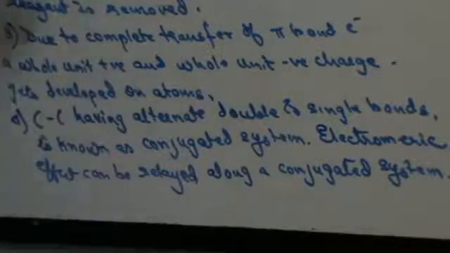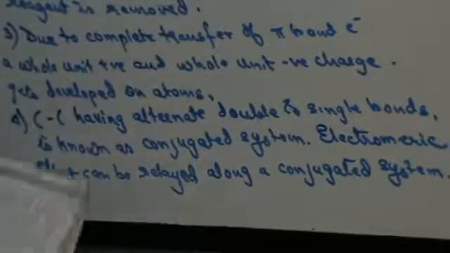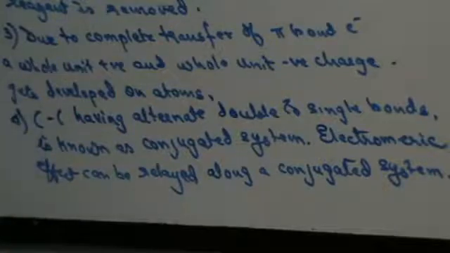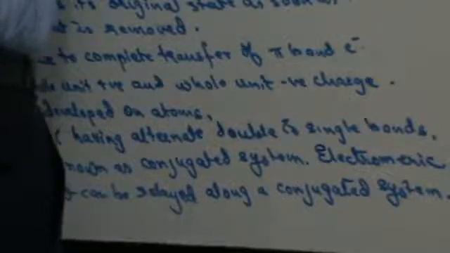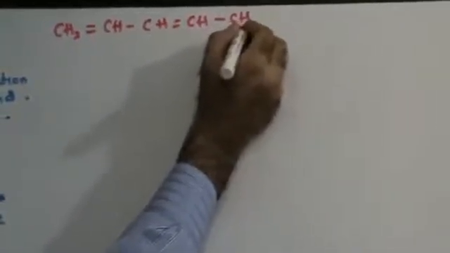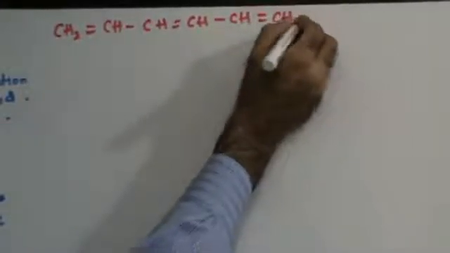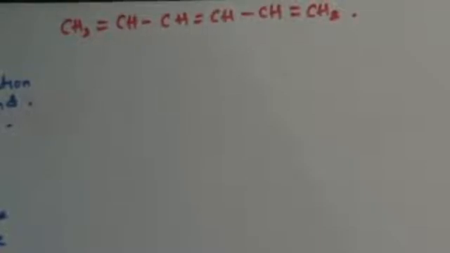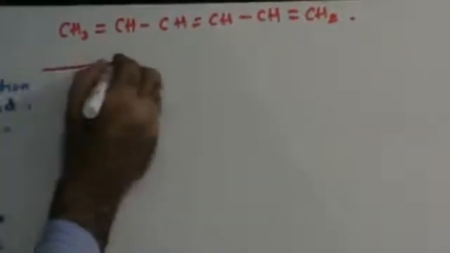Right? Besides this, how do I represent the electromagnetic effect? I'll show you with an example. Suppose I have alternate double and single bonds. Suppose I have CH2 double bond CH, CH double bond CH, single bond CH, double bond CH2. Suppose I have a compound like this. So in this case, the electromagnetic effect can be relayed, suppose in the presence of a reagent.